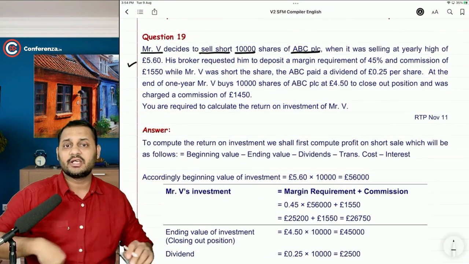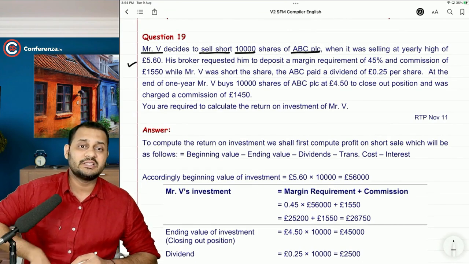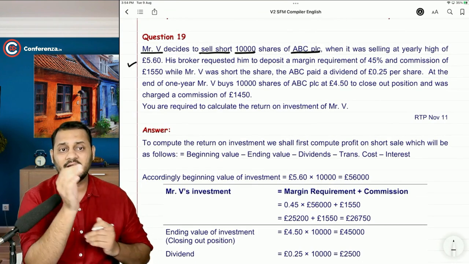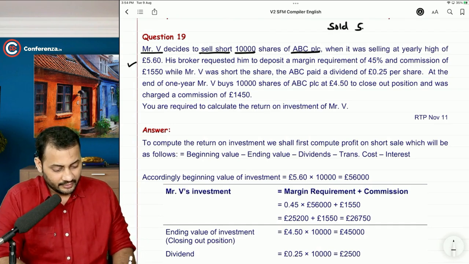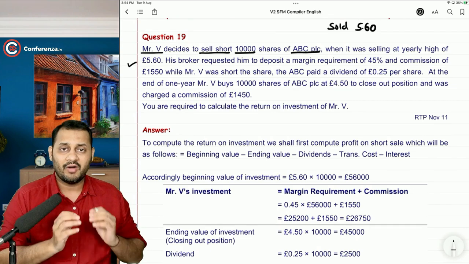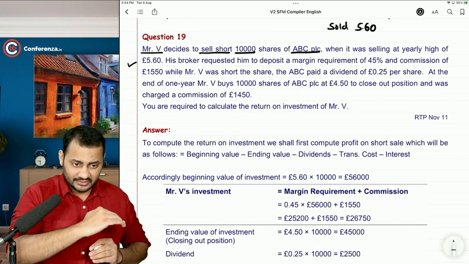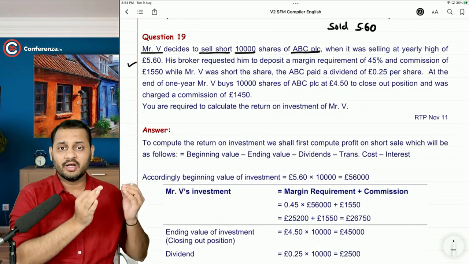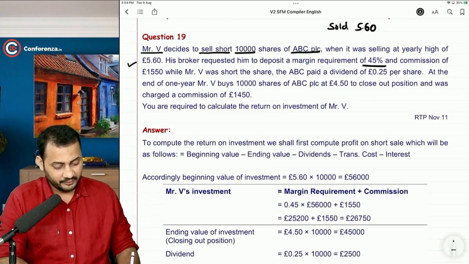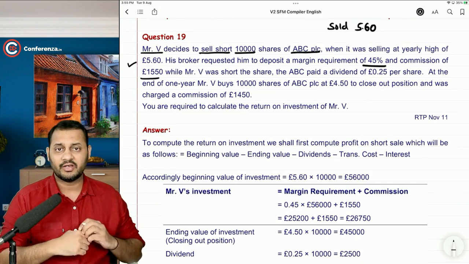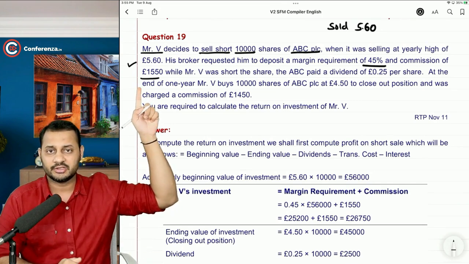Mr. V decides to sell short 10,000 shares of ABC PLC when it was selling at a yearly high of 5.60. So you sold at this rate, 5.60 pound. Why did you sell? Because you are expecting that the prices will go down. His broker requested him to deposit a margin requirement of 45% and a commission of 1550. Commission is the pure expense.